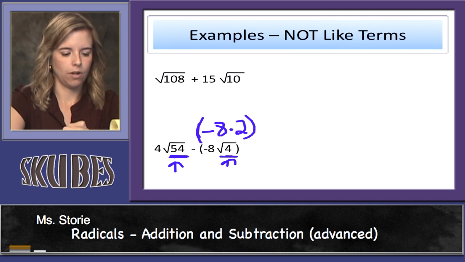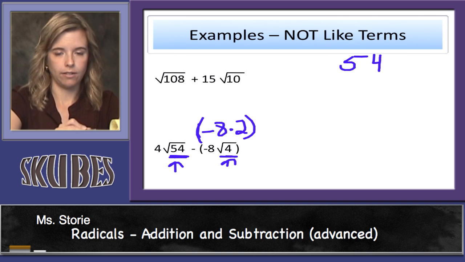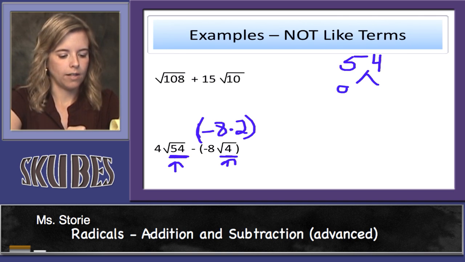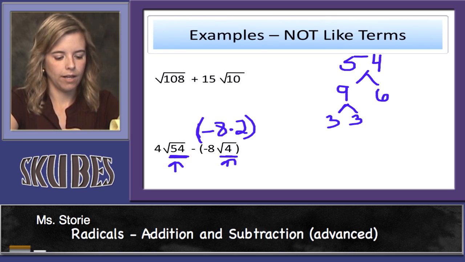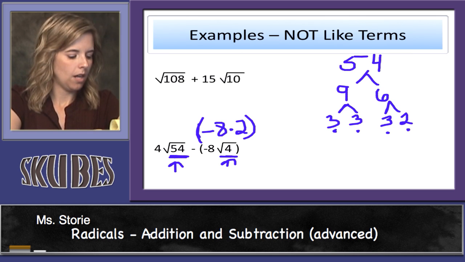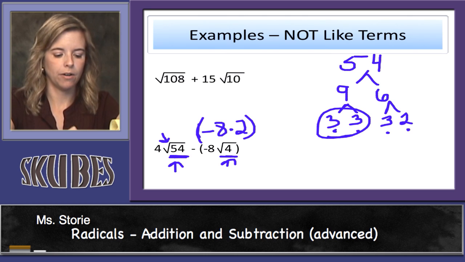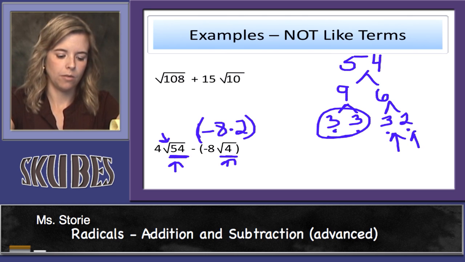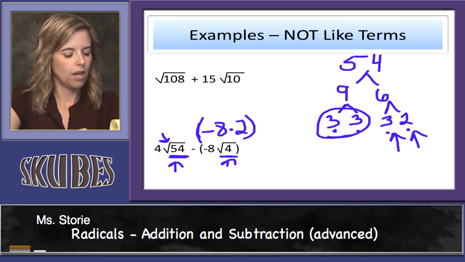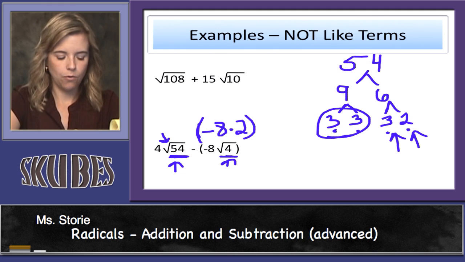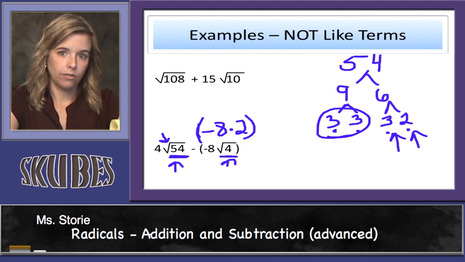Now look at the 54. We can definitely break 54 down. It's not prime. We can go 9 times 6. And 9 broken down is 3 and 3. Now we've got a prime. And then if you break down 6, you've got 3 and 2. They're all primes. There's no index, so it's assumed to be 2, so we're looking for pairs. We're pulling out a pair of 3s, and the poor 3 and the poor 2 don't have a pair, so they stay inside. So if we're going to take radical 54, we end up with 3 radical 6.